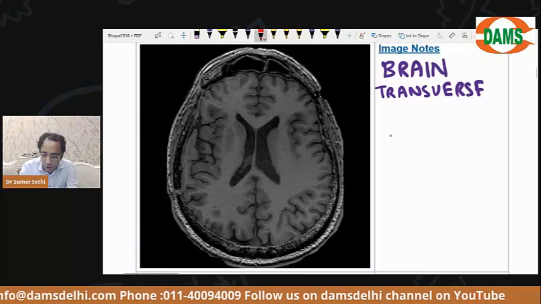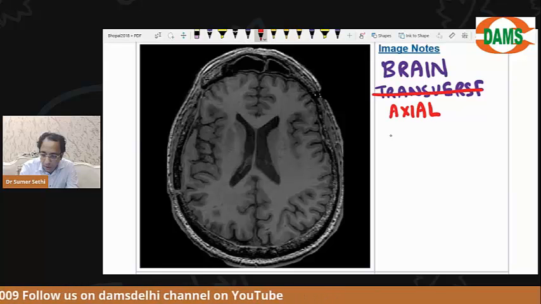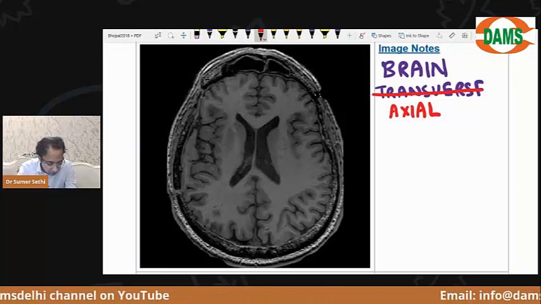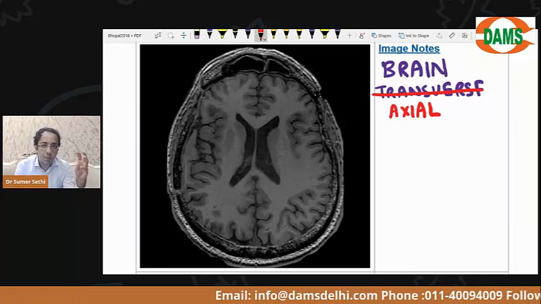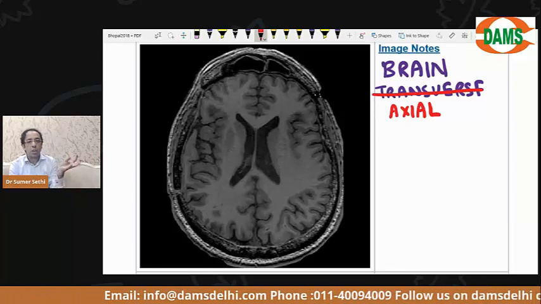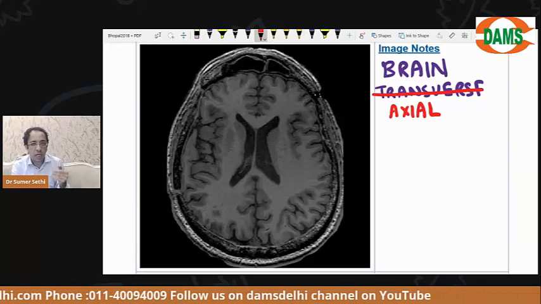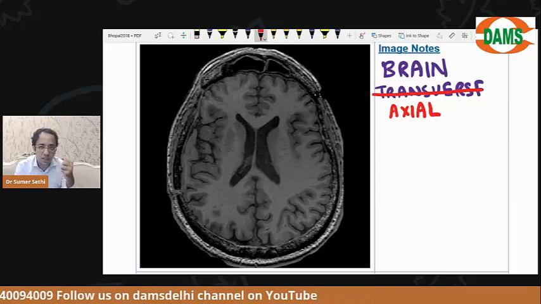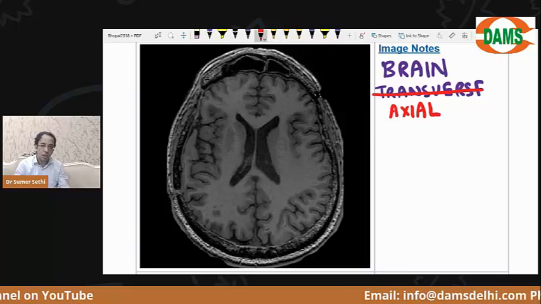We use the word axial. Everybody okay with this? Everybody clear? Wherever in anatomy people will say transverse section, radiology will say axial section of the brain. Because if we don't understand the language of radiology, you will not be able to speak in the same language. So what are we looking at? We are looking at axial section of the brain.